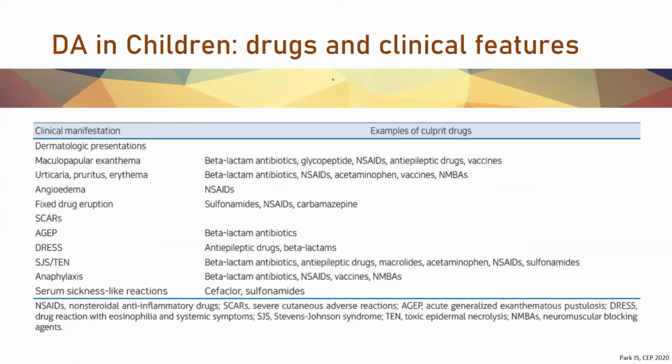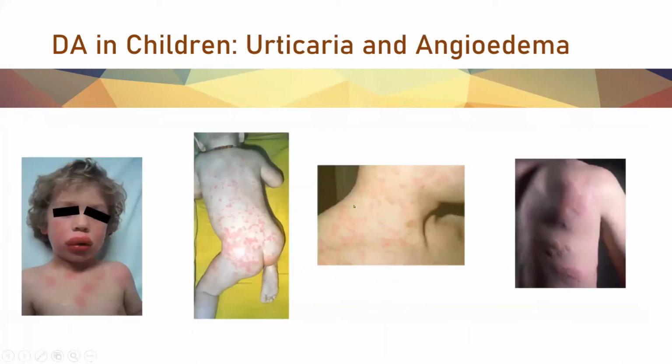And which are the manifestations, the clinical features? They depend a little bit also on the class of medication. So some of them tend to give more frequently a type of manifestation. For example, urticaria angioedema is more frequent with beta-lactams and NSAIDs, while the SCARs, so the severe cutaneous adverse reactions, are more common with, for example, anti-epileptic drugs. But we do see here that beta-lactam antibiotics are very frequently involved in several types of different reactions. And the second most frequent are the NSAIDs.